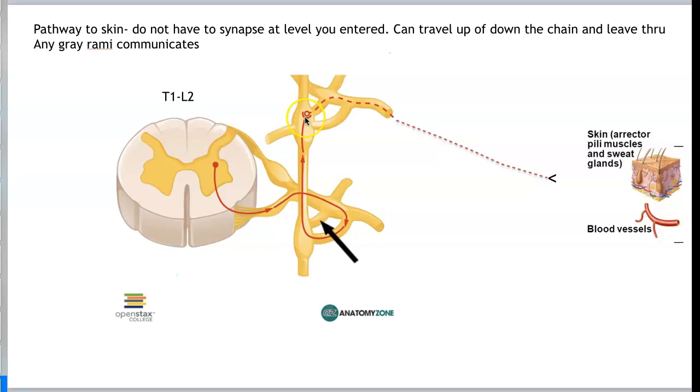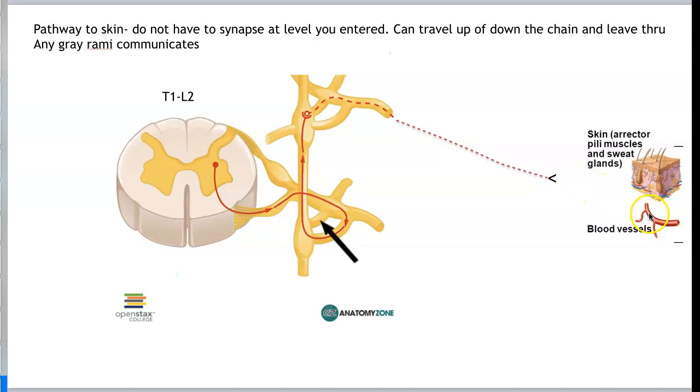We're going to release acetylcholine. This postganglionic neuron, its axon, is going to leave through the gray ramus, hop on a spinal nerve, and that spinal nerve is going to take us to our destination. It will release norepinephrine at the target organs in the skin: erector pili muscles, the sweat glands, and the blood vessels. This is going to be norepinephrine.